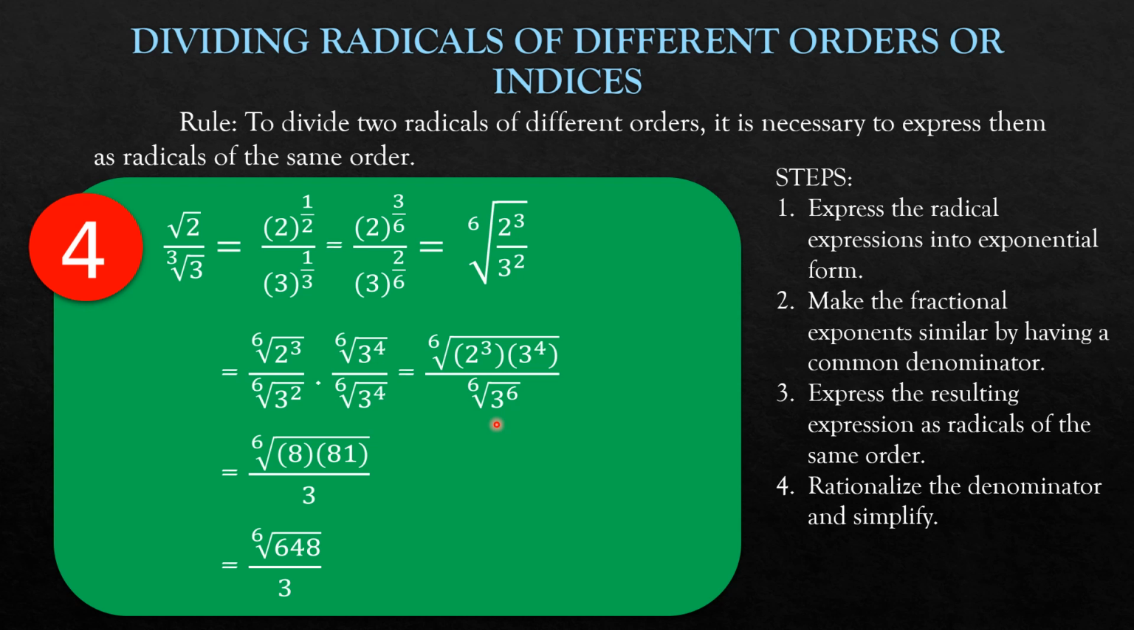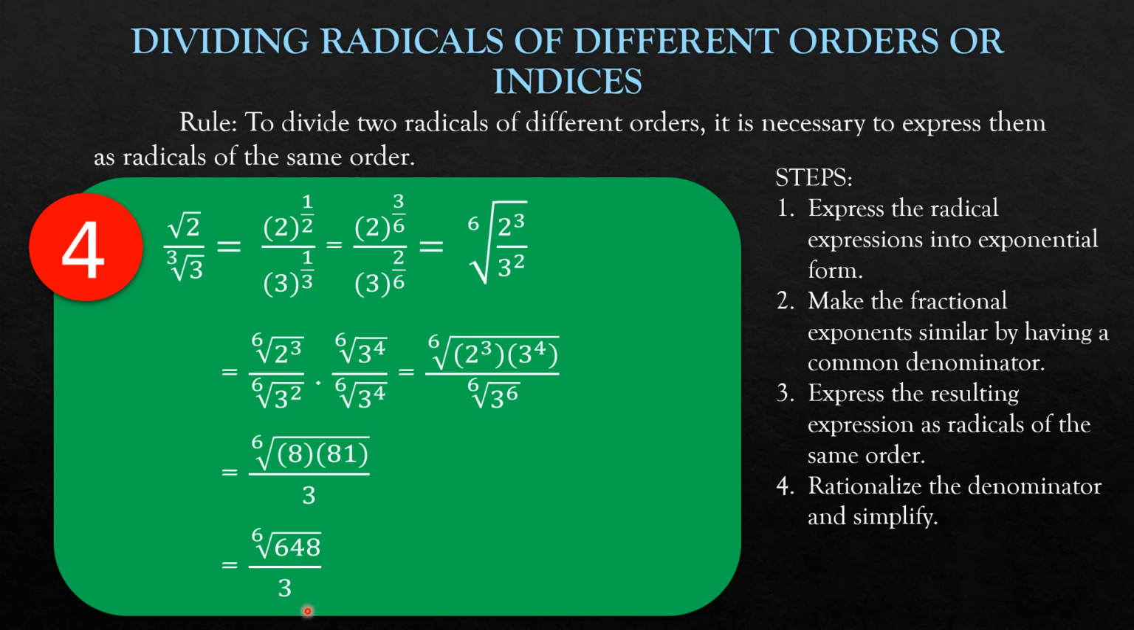Then, simplify. So, 6 root of 2 cubed times 3 raised to 4. 2 cubed is equal to 8 because 2 times 2 is 4 times 2 is 8. And then, 3 raised to 4, or kung imumultiply niyo si 3 sa kanyang sarili ng 4 na beses, that is equal to 81. And then, sa denominator naman natin, so applying the property of n root, so 6 root of 3 raised to 6, cancel out the index and the power, ang matitira na lang po is si 3. Then, 6 root of 8 times 81, 8 times 81 is equal to 648.